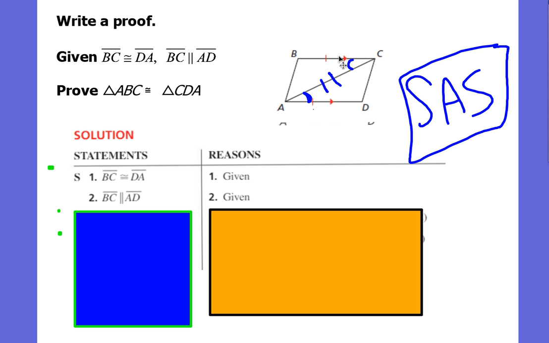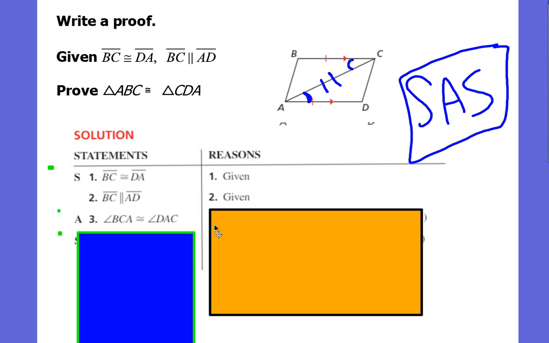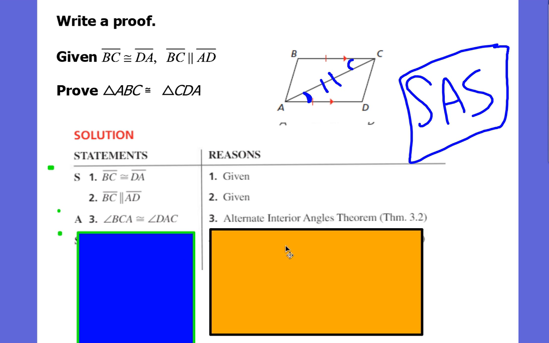Now, ladies and gentlemen, we start side, angle, side. Let's put it into the proof. So what is the angle? BCA is congruent to DAC. Again, alternate interior angles are congruent when the lines are parallel.